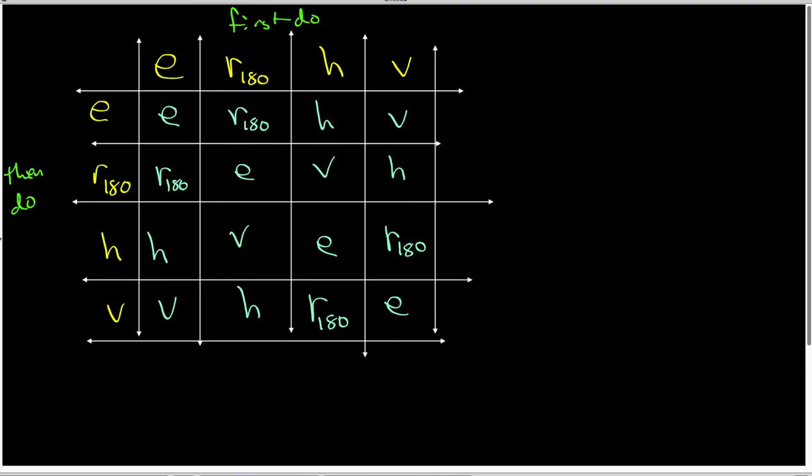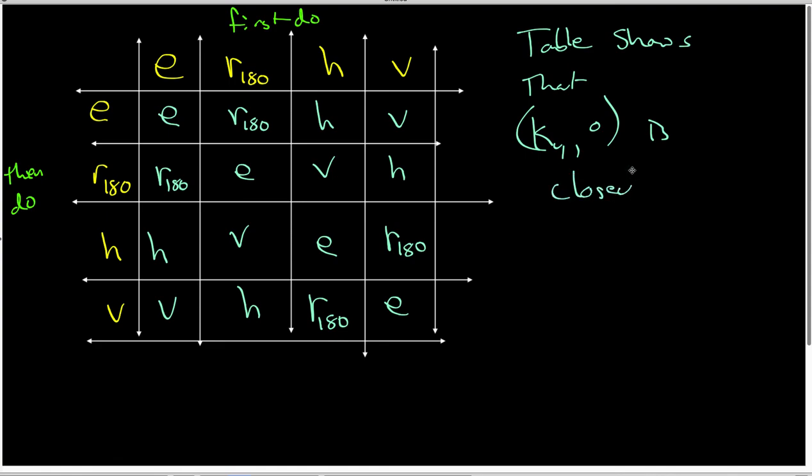And what I want to do next is look at my table. The table itself shows that my Klein 4 group under composition is closed. We never got outside of this set by doing composition. And that's enough to say that this particular group is a small group living inside the bigger group of D4, and they use the same operation, so the Klein 4 group is indeed a subgroup of the dihedral group.